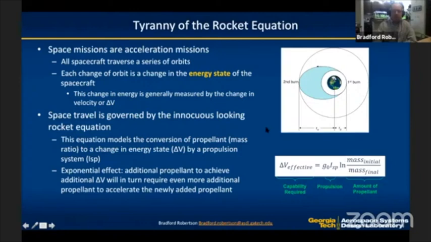Space travel is governed by this innocuous looking equation, known as the rocket equation. Fundamentally, what it models is the conversion of propellant to a change in energy state by a propulsion system, and it's an exponential effect. For every additional kilogram of propellant that I carry, I have to carry additional kilograms of propellant to propel that propellant. That compounds until eventually I close my system, where the amount of delta V I need is equal to the amount of propellant I have on board.